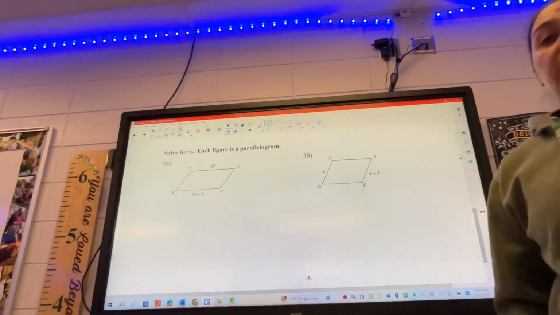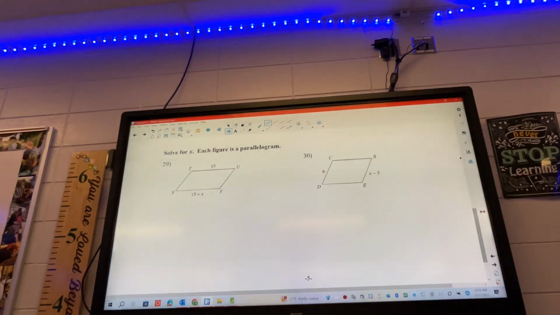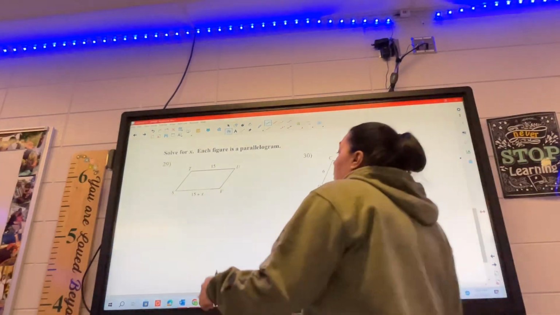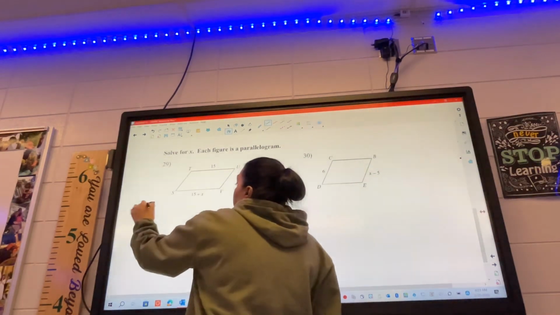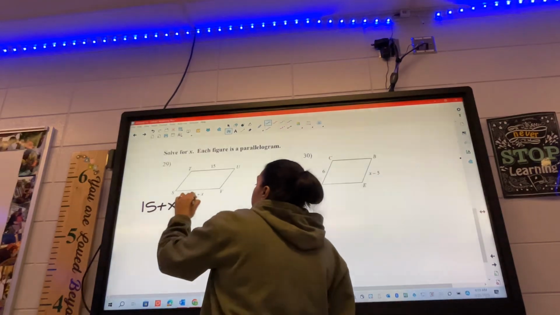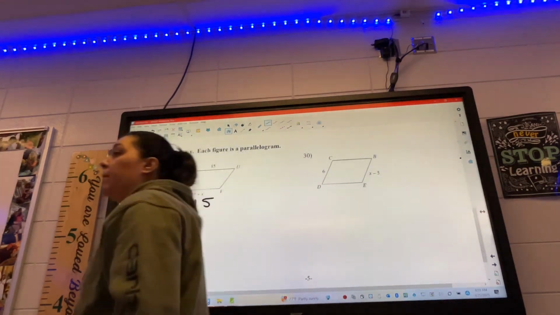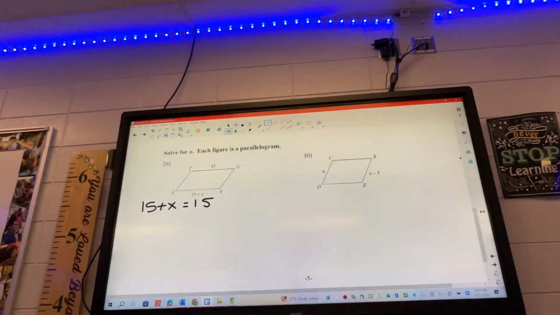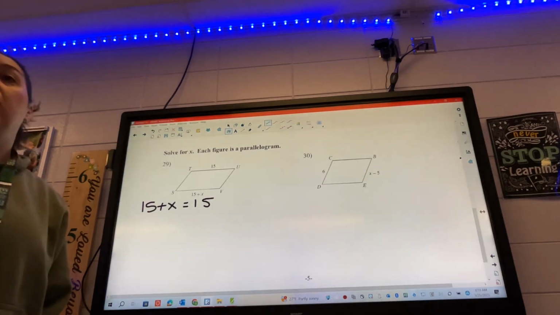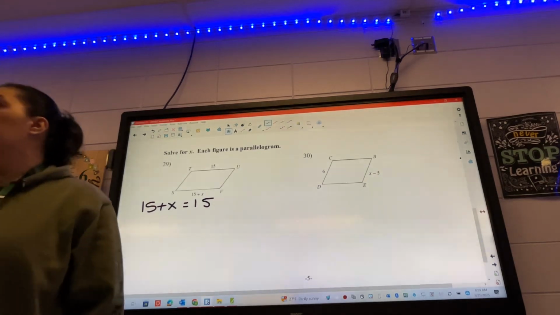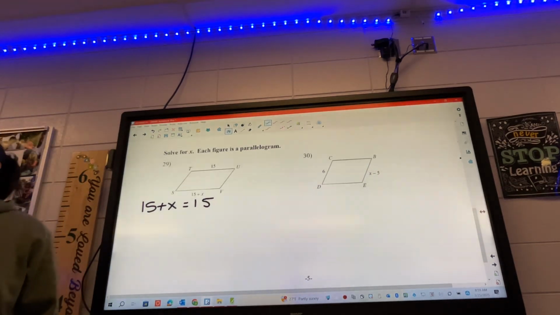Okay, 29. Again, we know that the sides are equal, okay? So we're gonna say the one with the x first. So 15 plus x equals 15. Okay, who's getting moved? 15. The x. Who's getting moved? The x, because it's the middle.